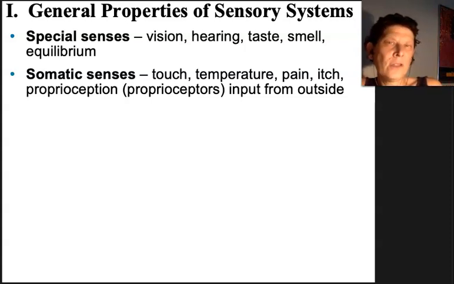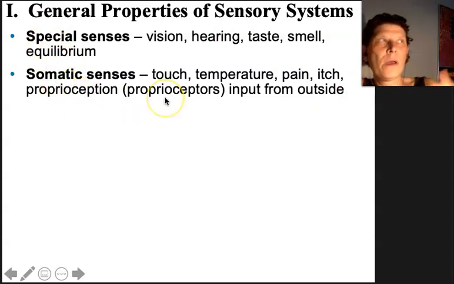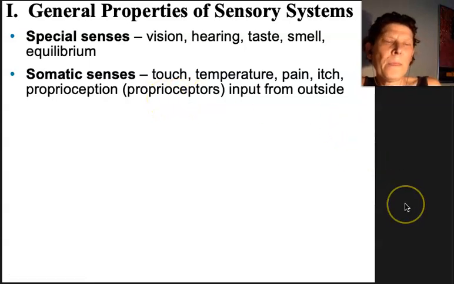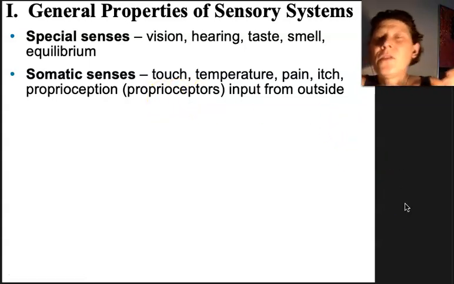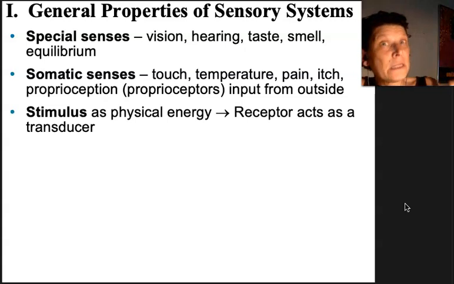So you have touch, temperature, pain, itch, proprioceptors, so proprioception, stretch, and these are all inputs that are coming from the outside, and that is what the term somatic means, from the skin, basically, so from outside, rather than visceral sensory coming from the inside of the body.